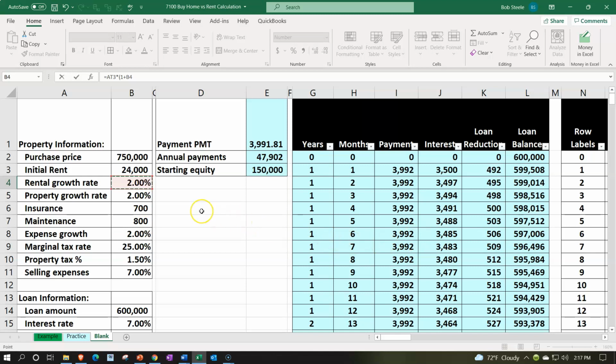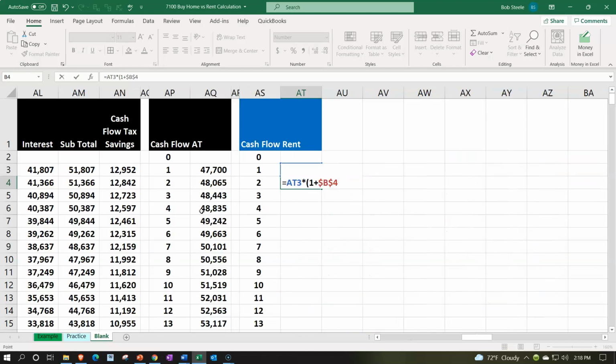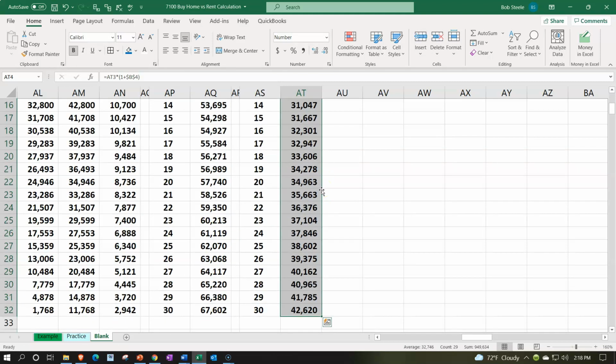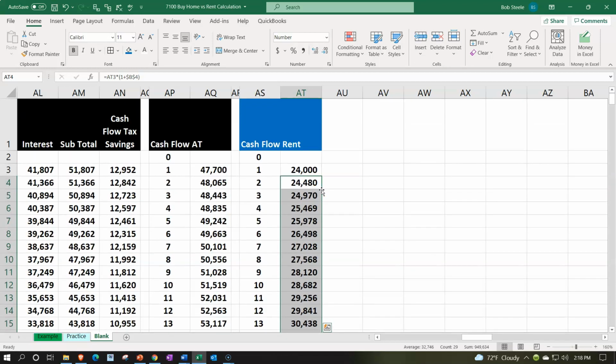This is outside our table, so we need to make it absolute. F4 on the keyboard, $ before the B and the 4, closing it up and enter. So the rent's going to go up in year 2, we assume, to $24,480. Copying that down. So there we have that. And then we can do our comparisons of the cash flows. This would be the cash outflow if we were to be renting. This is going to basically be the cash outflow if we were to be purchasing.